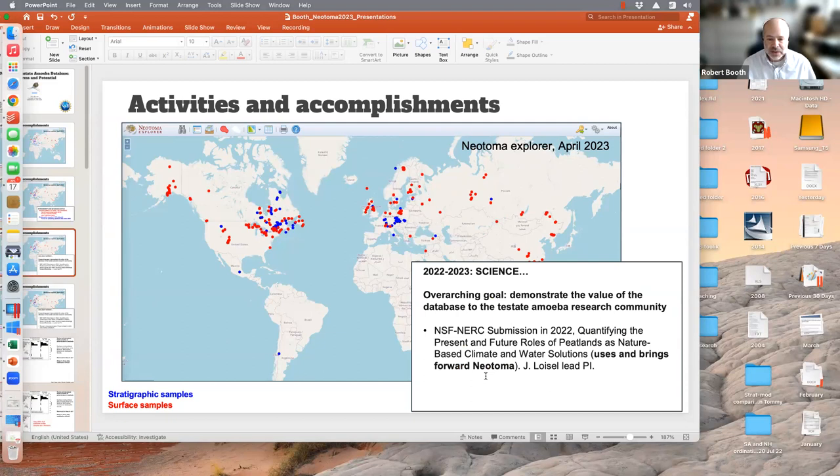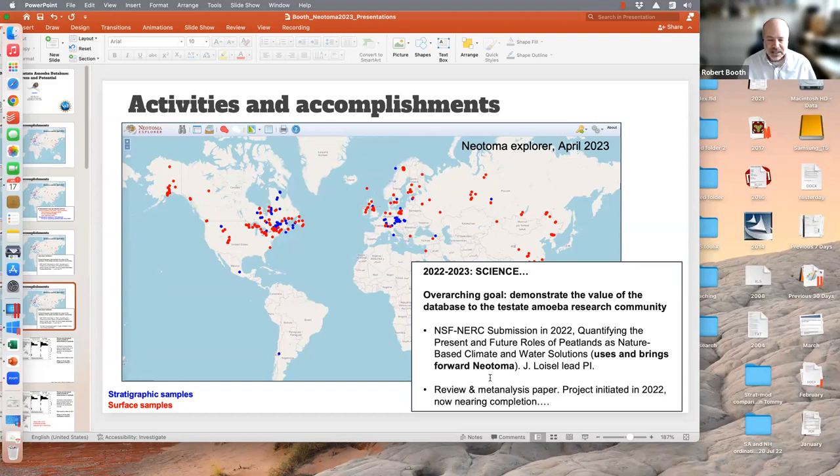Since then, in 2022, we shifted a bit to try to do some science, with the overarching goal of demonstrating the potential of the database to the broader testate amoeba research community. Just last fall, we submitted an NSF NERC proposal, being led by Julie Lassell. Fingers crossed that that's funded, but we will be using the Neotoma testate amoeba data and actually adding a lot of sites to the database as well.